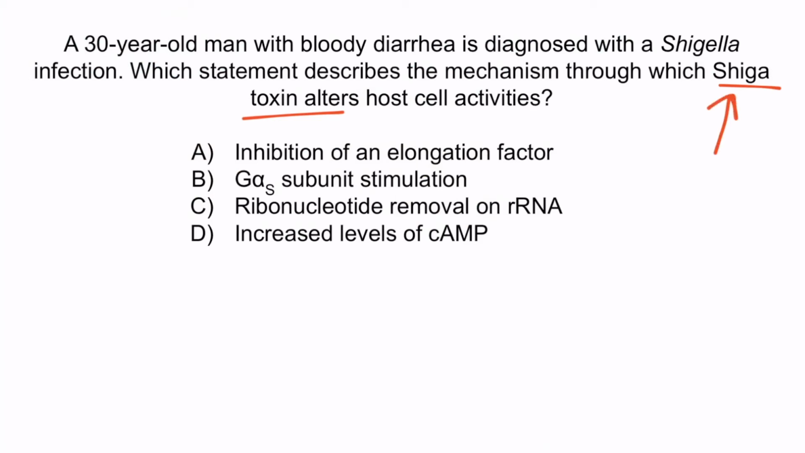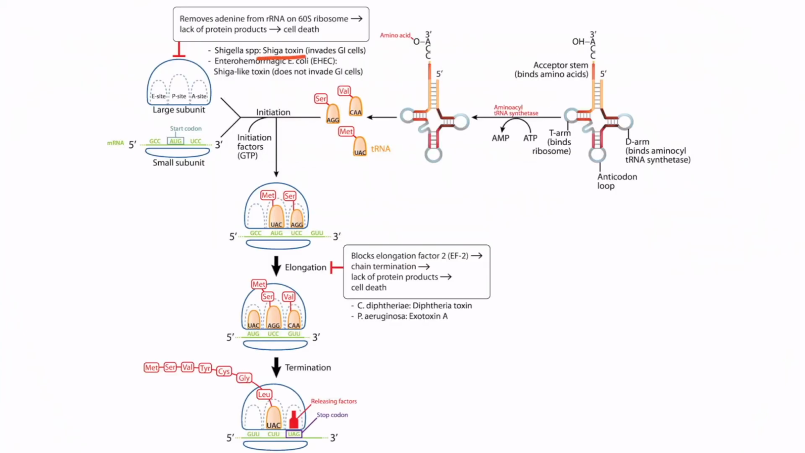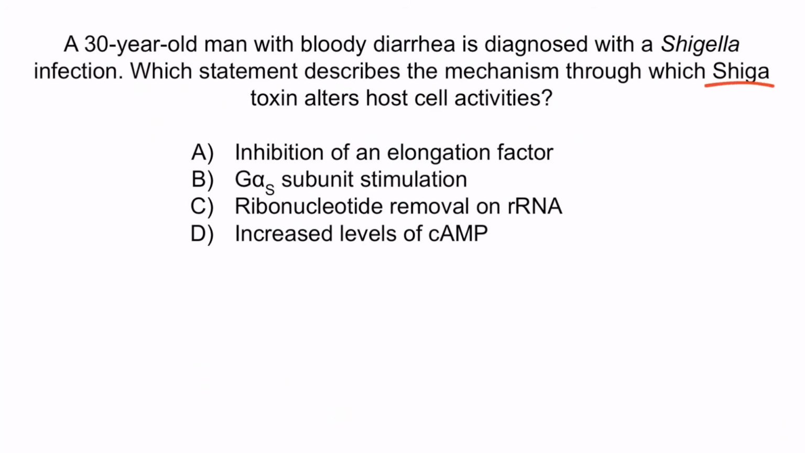Now, Shiga toxin acts by disrupting protein synthesis. And recall there are 4 exotoxins with a similar mechanism. Shiga toxin and Shiga-like toxin attack the ribosomal subunit by removing rRNA on the 60S ribosome. And the other 2 toxins which inhibit protein synthesis are the diphtheria toxin and exotoxin A of Pseudomonas. In any case, we know the Shiga toxin mechanism, which makes choice C the correct answer, ribonucleotide removal on rRNA.